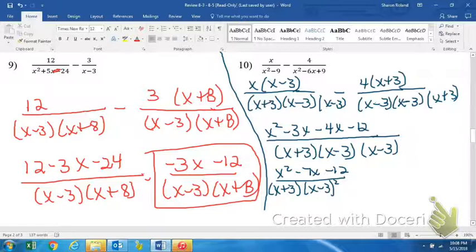What are the factors of 12 that subtract to give you 7? And that's 1 and 12, 2 and 6, and 3 and 4. None of them subtract to give you 7, so it does not factor further. So it doesn't reduce, which means this is your answer.